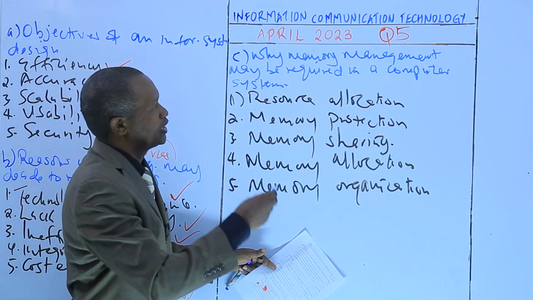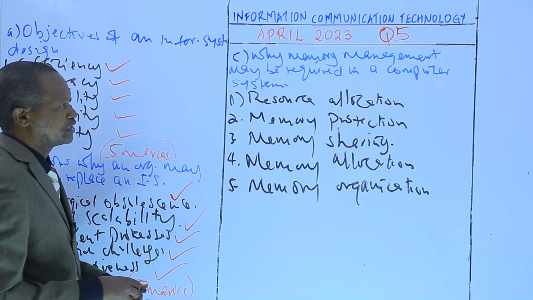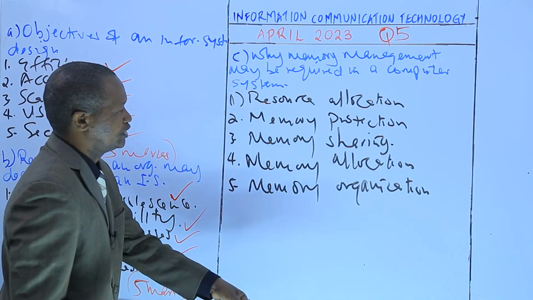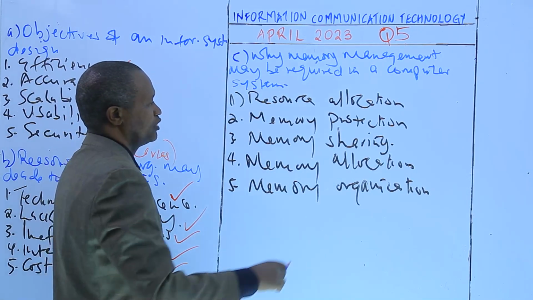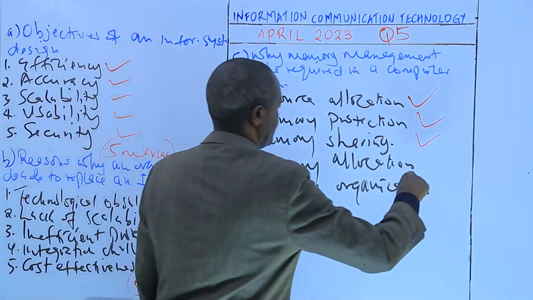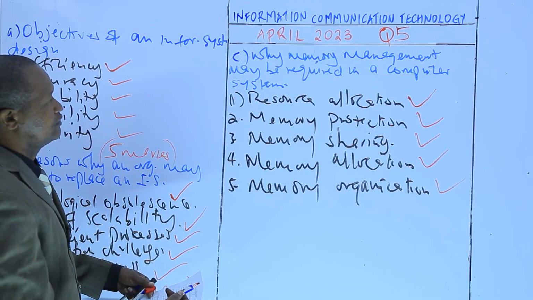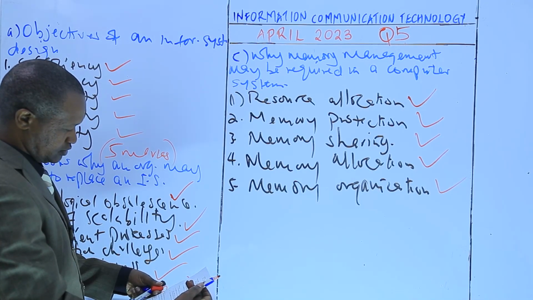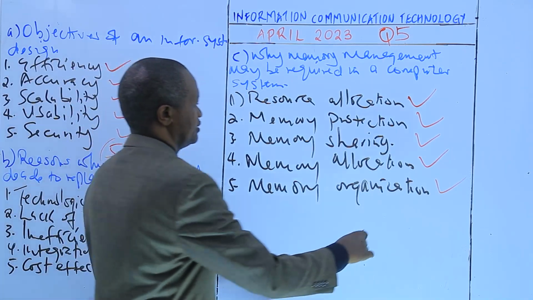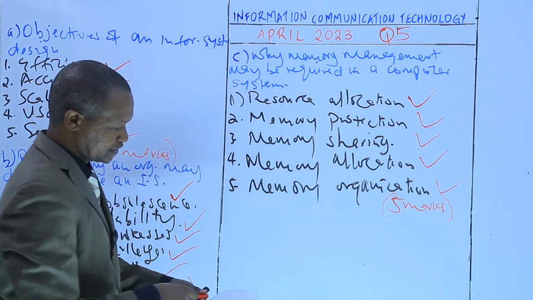So these are reasons why memory management may be required in a computer system. 1, resource allocation. 2, memory protection. 3, memory sharing. 4, memory allocation. 5, memory organization. 5 reasons. How many marks? These are 5 marks. That is C.